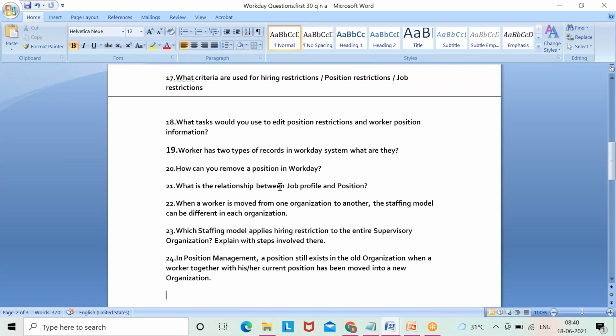These are slightly interesting, slightly confusing questions, but they take some time to understand. I will also help you. When a worker is moved from one supervisory organization to another, the staffing mode can be different in each organization. Let me put it this way. Can we move an employee from position management to job management? Or can we move an employee from job management to position management?